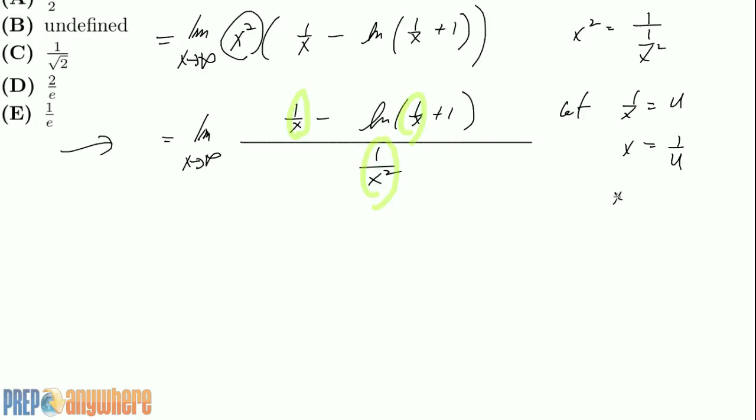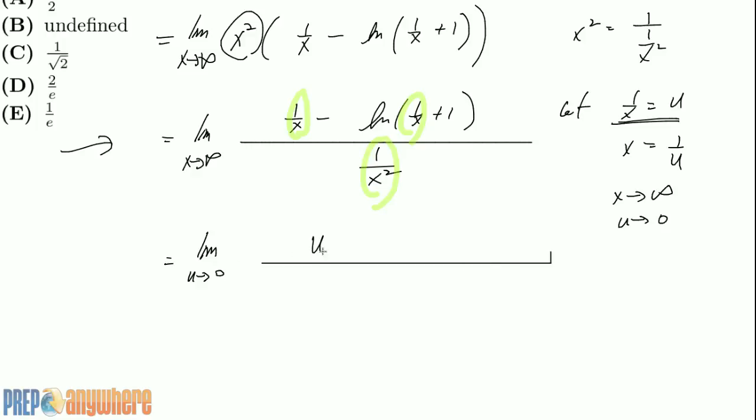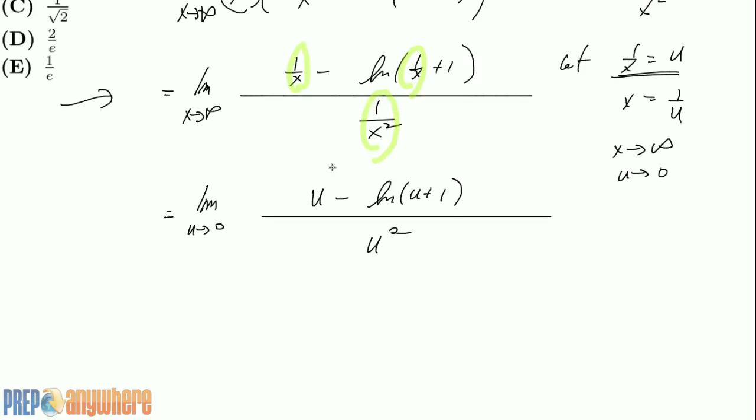And convert this limit all in terms of u, it becomes a much nicer equation. So as x approaches infinity, from here you can see that u will approach 0. Okay, let's change all in terms of u. You get u minus ln of u plus 1. And here it's going to be 1 over u squared, right? Because 1 over x is equal to u, this becomes u squared. Okay, now the derivative of this is going to be much simpler. Now let's apply L'Hopital's rule.